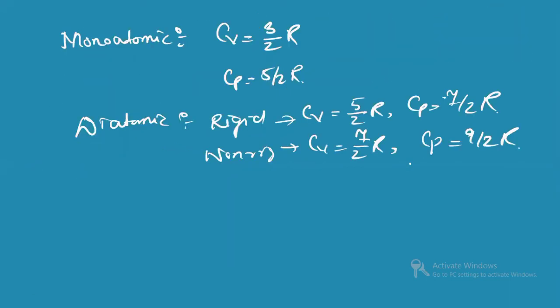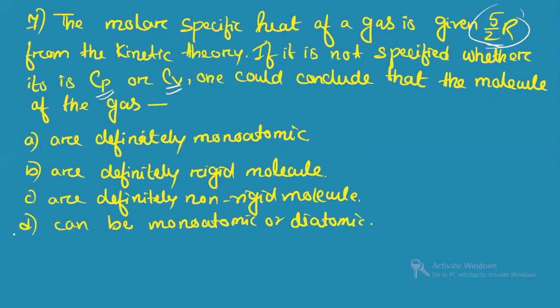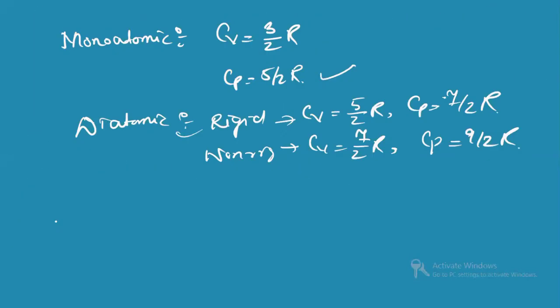Now if you see here, you are having 5/2R to be the specific heat. So you see monoatomic is also having that, and diatomic is also having that molar specific heat. So you can say it can be either monoatomic or it can be diatomic. So you can write the correct option is option D. You can calculate the value of Cp and Cv.